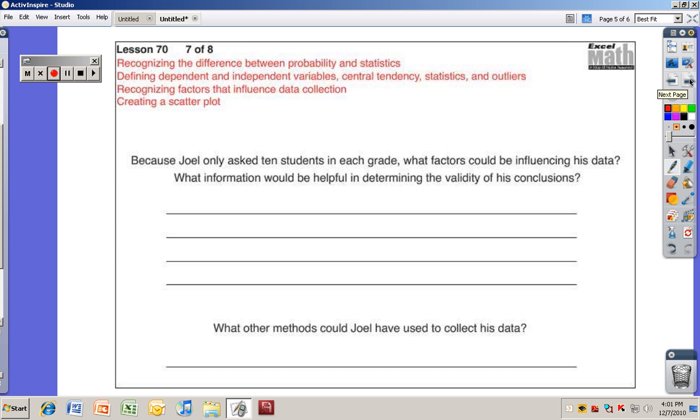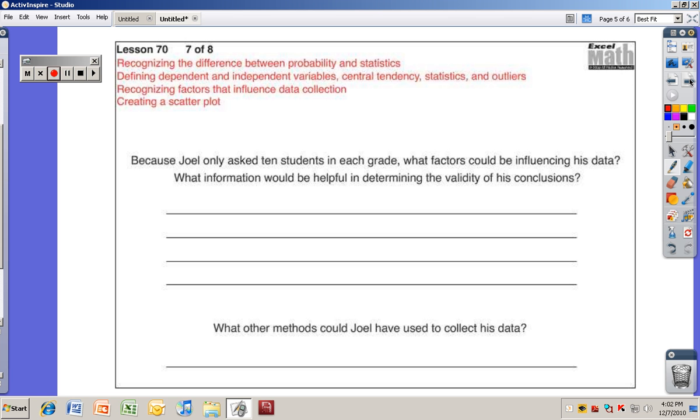Next question says, because Joel only asked 10 students in each grade, what factors could be influencing his data? What information would be helpful in determining the validity or the truthfulness, the accuracy, how right it is of his conclusions? So you might have to read that question again, give your best shot on writing an answer, pause the video and turn it back on to see what my answer is.